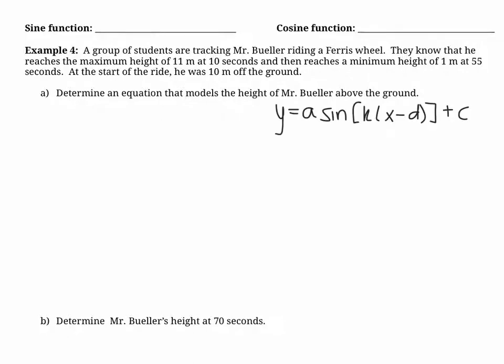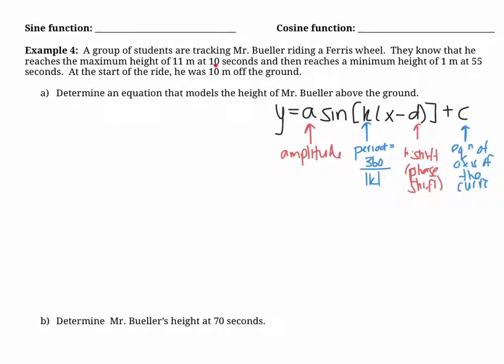So a sinusoidal model could be sine here or it could be cos here. So we know that A stands for the amplitude. K tells us information about the period. D is our horizontal shift. And C is our vertical shift, or our axis of the curve, the middle of the graph. So now just from these words here, we have to be able to find the amplitude, the period, our shifts, and our equation of the axis of the curve. So how do we do that?